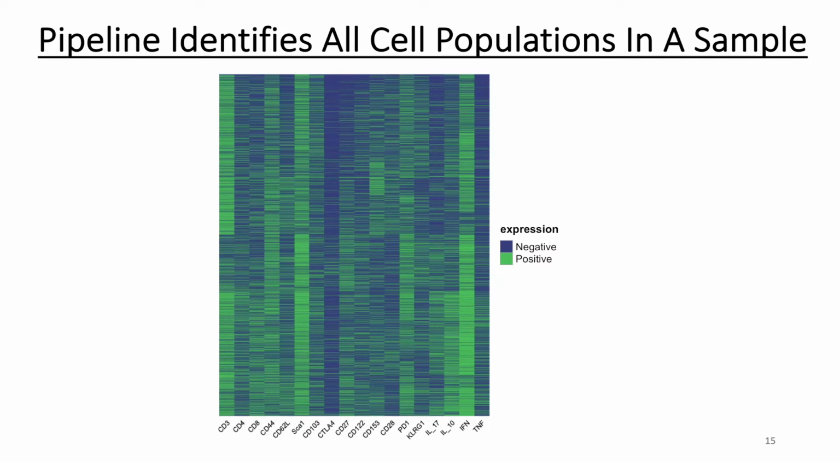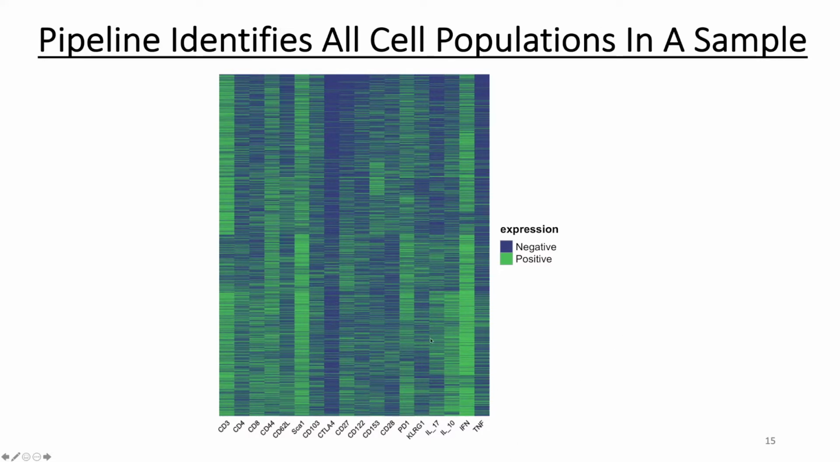So after applying the feature engineering, the results show all of the different cell populations present in all of the samples. So here we're looking at 18 markers on the cell simultaneously on the x-axis, and green represents positive expression of the markers and blue represents negative expression. In this case, each row is a different cell population. So here we can see that generally we have fairly high expression of CD3, but not as high expression of CTLA4 on all of these different cells.